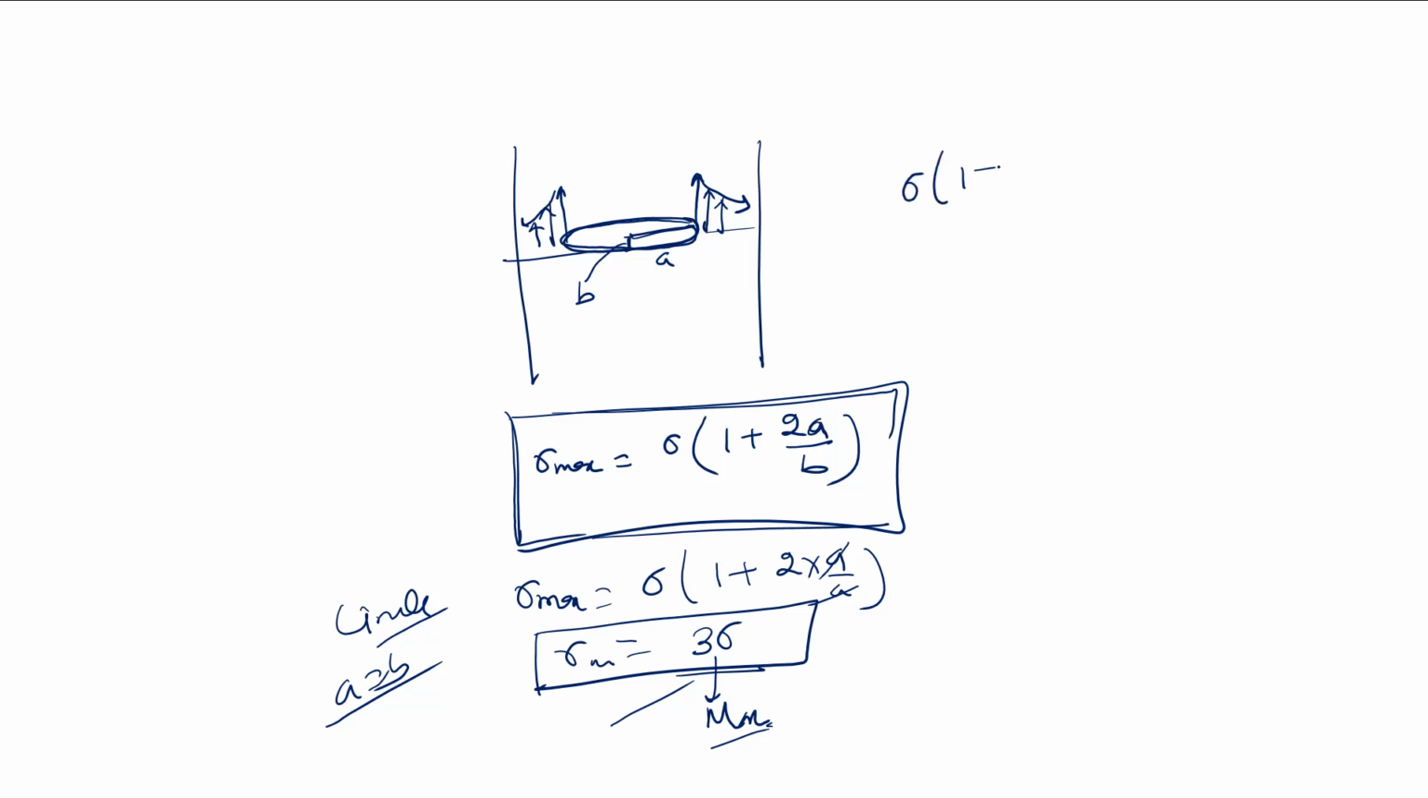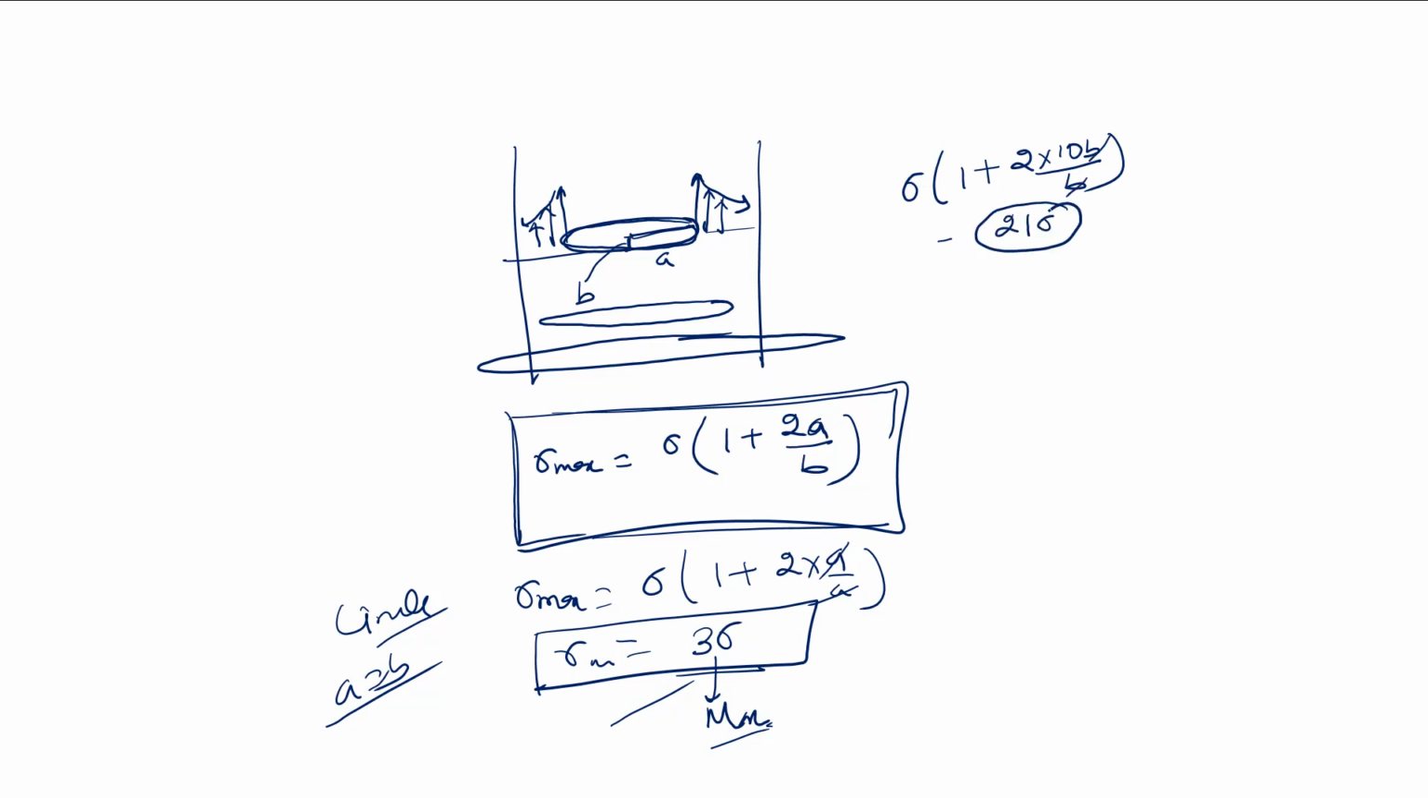Suppose I increase the value of a. That means the crack becomes sharper, something like this. So if I increase the value of a, I can make it 10 times b. Then 2 into 10 times b divided by b is nothing but 21 times sigma it can reach. That's why, whenever there is a crack, there is a chance that the stress concentration will occur over there and the crack can propagate.